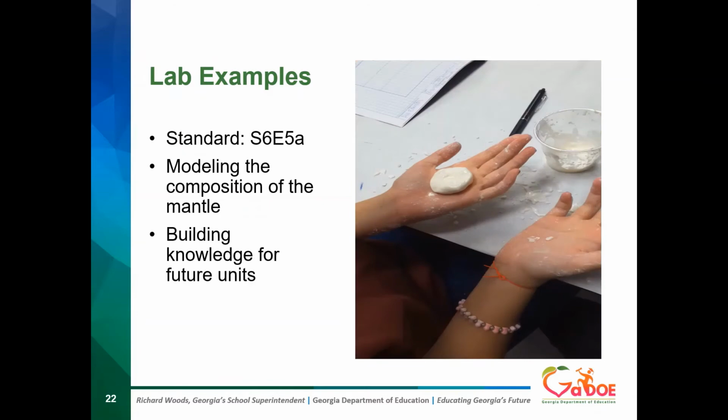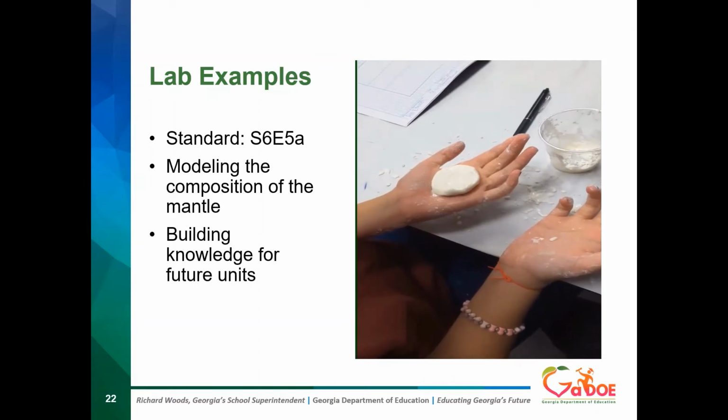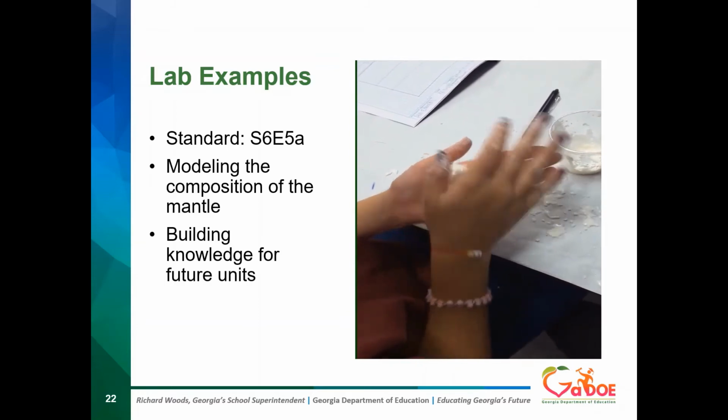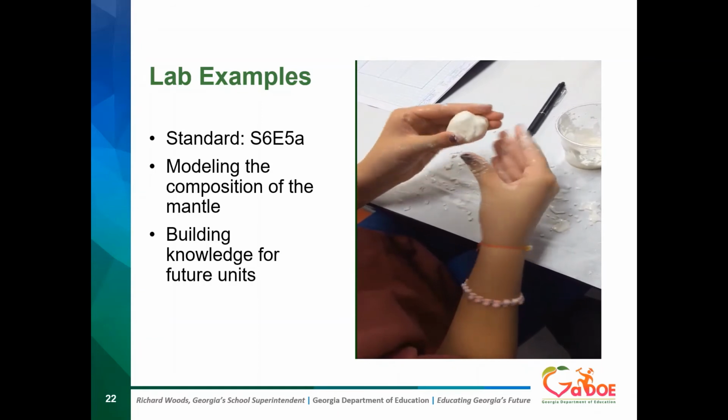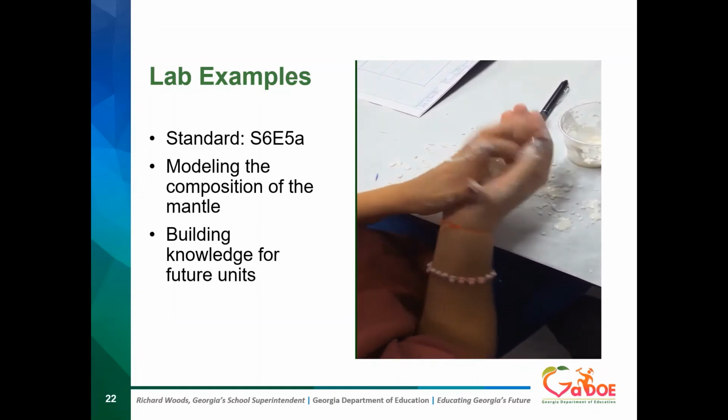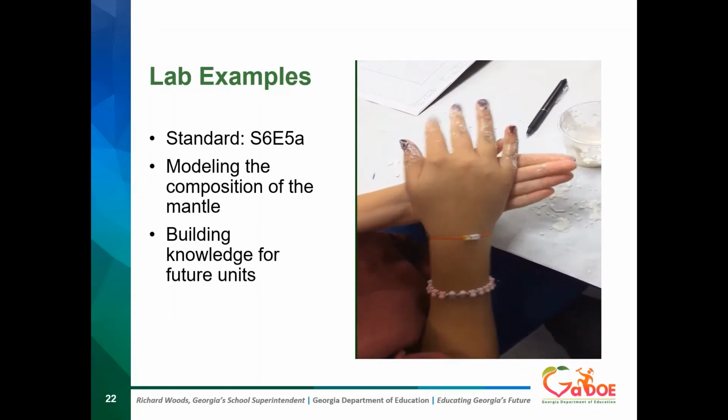Here is a lab example of an Earth layers activity done in 6th grade Earth Science. In this lab activity, the students are modeling the composition of the mantle using cornstarch and water. This activity not only helps the student understand the composition of the mantle in regards to Earth's layers, but also builds knowledge for further units such as plate tectonics.